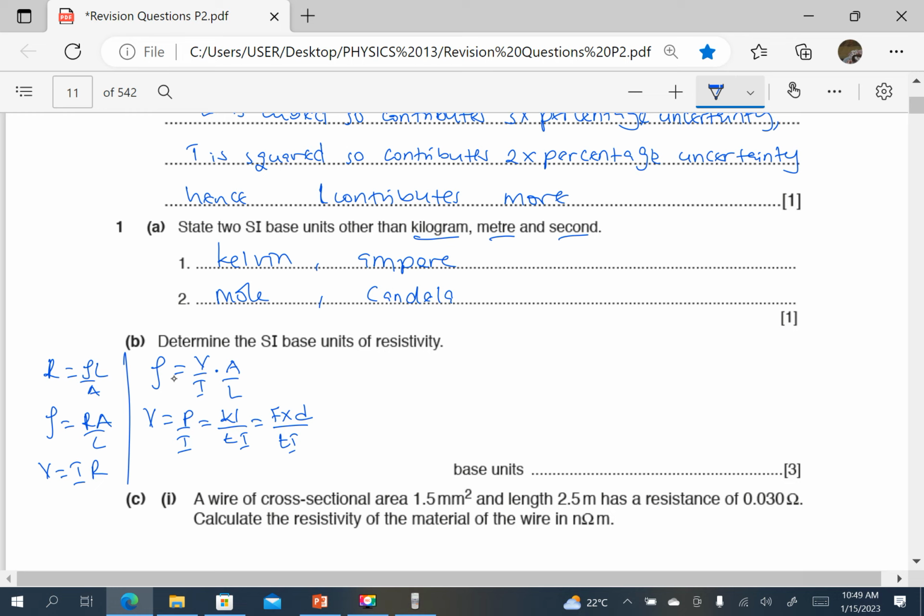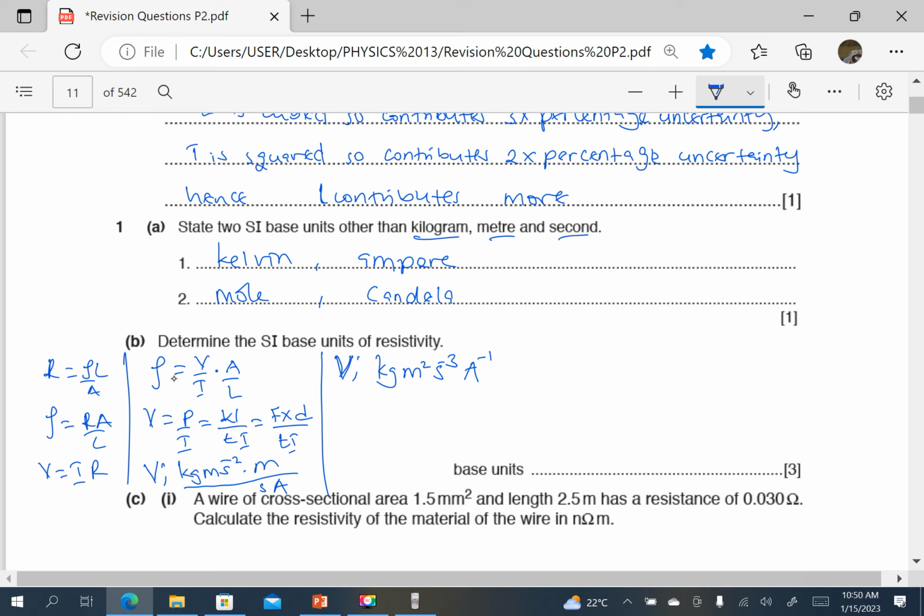Now it is easy to write the units of V. Force is going to be kilogram meters per second squared. Distance is meters. We are using the units of work done. Divide by T, time is in seconds, and I is in amperes. So the units of V are going to be kilogram, meters and meters, that is meters squared, s to the power negative 2 divided by s, that will be s to the power negative 3. Then 1 over A is going to be A to the power negative 1.